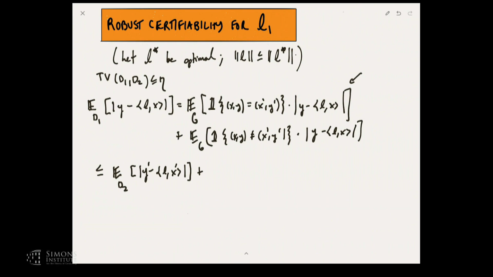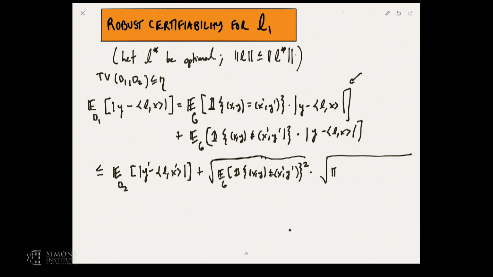Now I have this other term, and I'm going to apply Cauchy-Schwarz. So I'm going to get the square root of the expectation over G of the indicator that xy is not equal to x prime y prime, squared, times the square root of the expectation over D1 of y minus L inner product x, quantity squared. Why did we get to move to D1? Well, x and y are the variables that are drawn from D1. So instead of G, I'm only concerned with draws from D1. And the term in the first square root is eta, because that was the fraction of points that the adversary corrupted. That's the total variation distance. So I get a square root of eta.